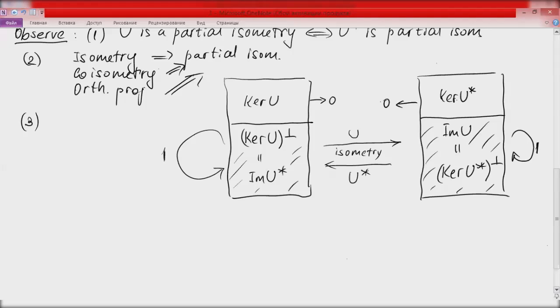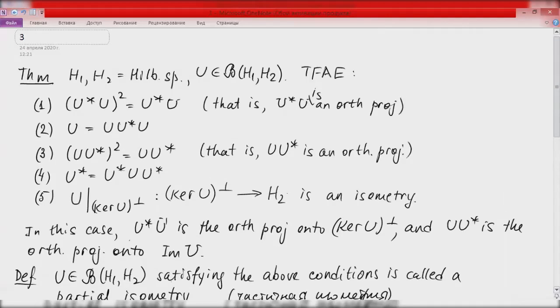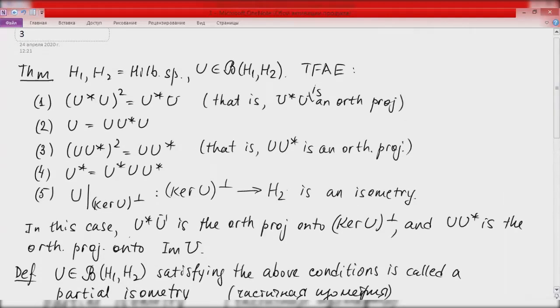Okay, let's now prove our theorem. Well, it's not very convenient because I cannot keep the statement on the same part of the whiteboard. So first, let's prove that conditions 1 and 2 are equivalent. And it's very easy to show that 2 implies 1. So to show that 2 implies 1, we simply multiply 2 by U star on the left.